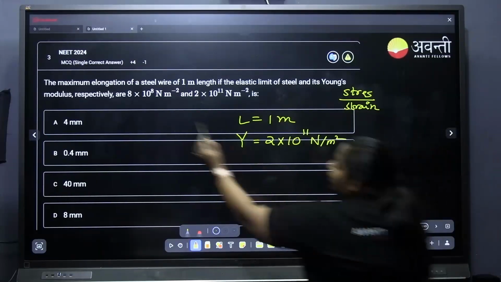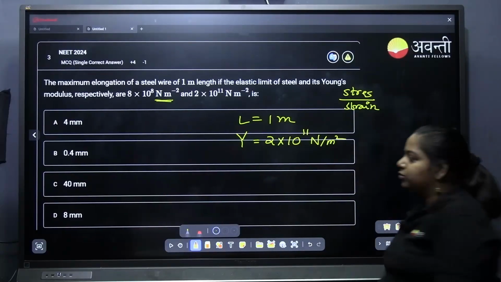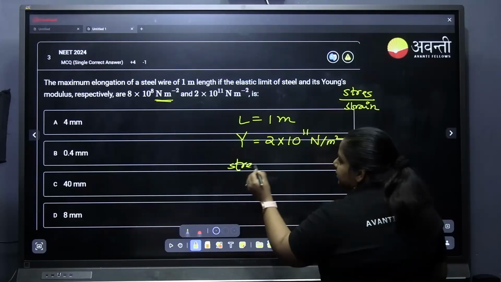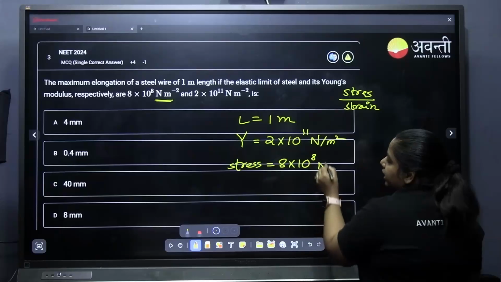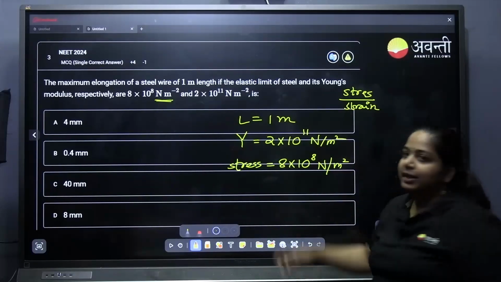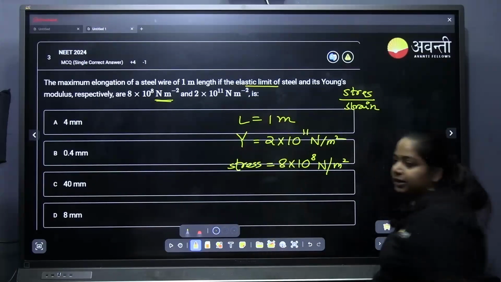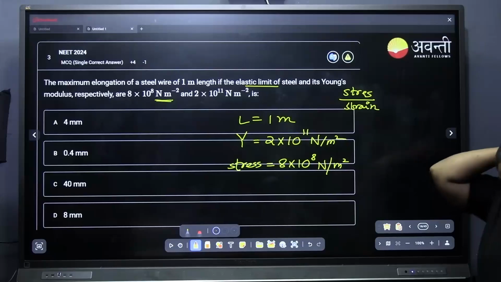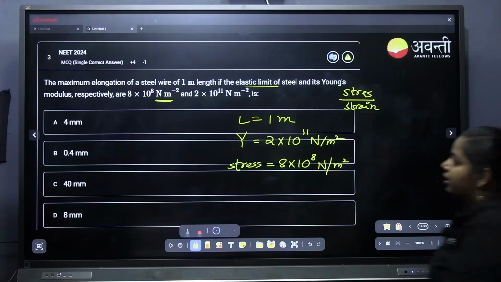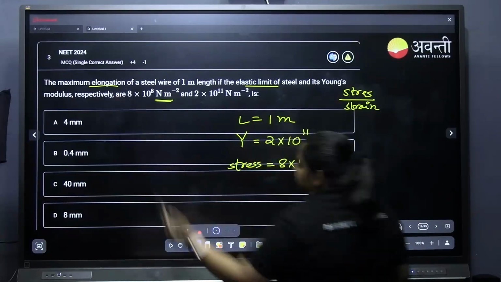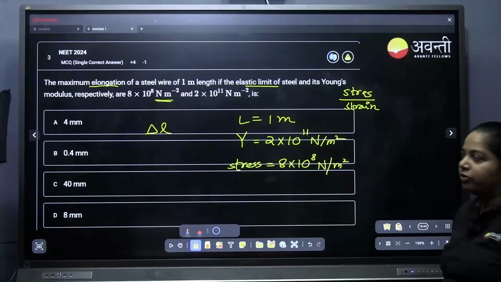The other thing given is also in Newton per meter square, the elastic limit. So that is what? That is stress. Stress equals 8 into 10 to the power 8 Newton per meter square. This is the maximum strength that is given, so elastic limit is maximum stress. Now what do you want to find? Maximum elongation. Elongation is our delta L. Delta L you have to find.